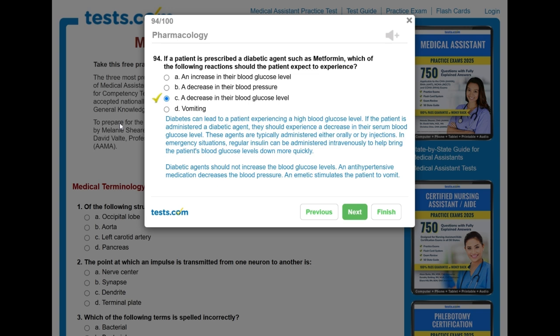C. A decrease in their blood glucose level. Diabetes can lead to a patient experiencing a high blood glucose level. If the patient is administered a diabetic agent, they should experience a decrease in their serum blood glucose level. These agents are typically administered either orally or by injections. In emergency situations, regular insulin can be administered intravenously to help bring the patient's blood glucose levels down more quickly. Diabetic agents should not increase the blood glucose levels. An antihypertensive medication decreases the blood pressure. An emetic stimulates the patient to vomit.